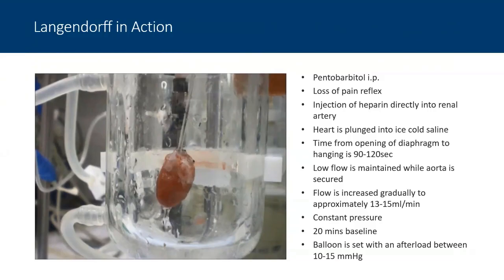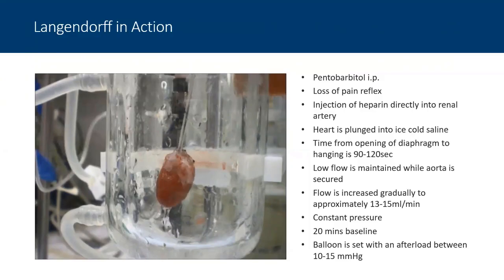We maintain low flow. So in the rat model, we use 2 mils per minute until the aorta is absolutely secured by at least 2 sutures. We will, after this point, gradually increase the flow rate until it's around about 13 to 15 mils per minute while we insert the balloon into the left ventricle. Once we have that left ventricular balloon filled, we will establish a constant pressure system.